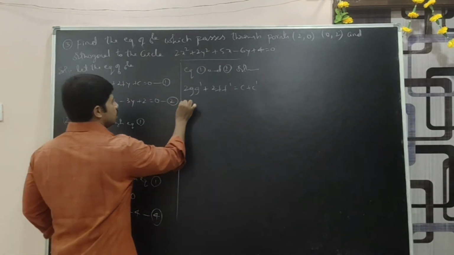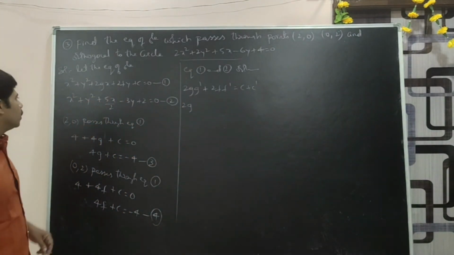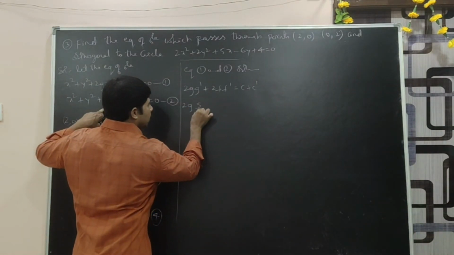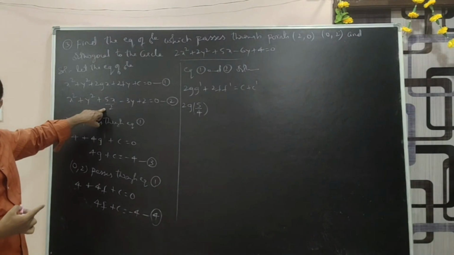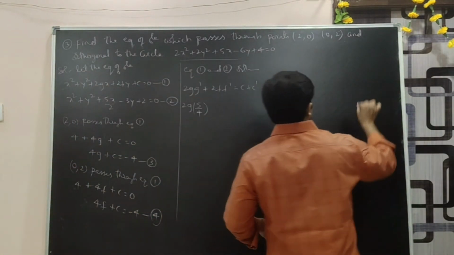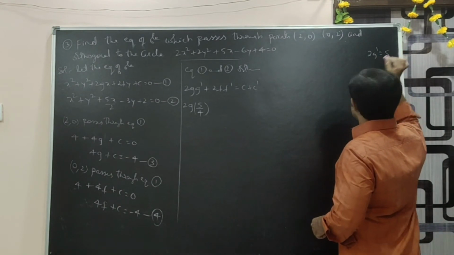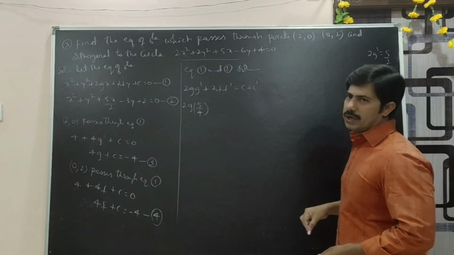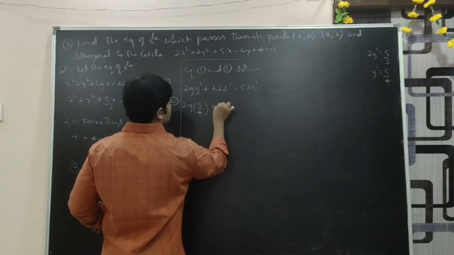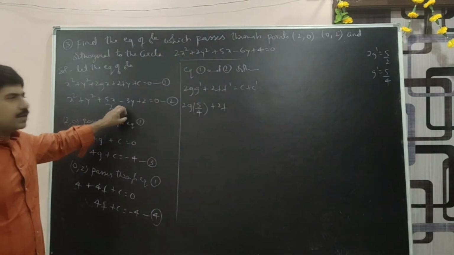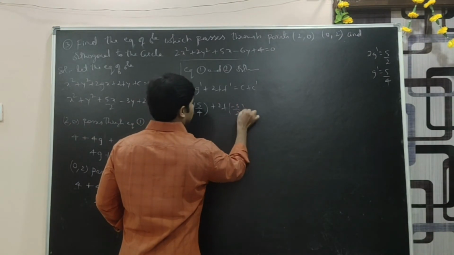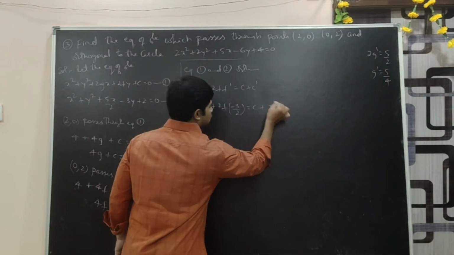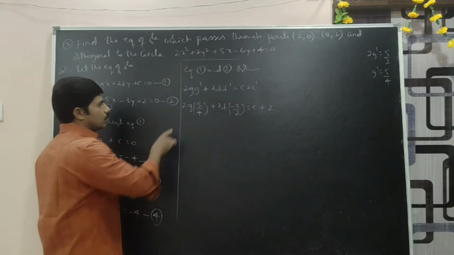So now 2g, what is g dash? G dash is from equation 2. So what is g dash from equation 2? G dash from equation 2 is 5 by 4. Why is it 5 by 4? You can check here. 2g dash is 5 by 2. Then g dash will become 5 by 4. So I substituted. Then plus 2f into f dash. F dash is minus 3 by 2. Is equal to c plus c dash, c dash is 2. So I write plus 2. Now we'll just simplify this. So 2 ones are 2, 2 twos are 4.